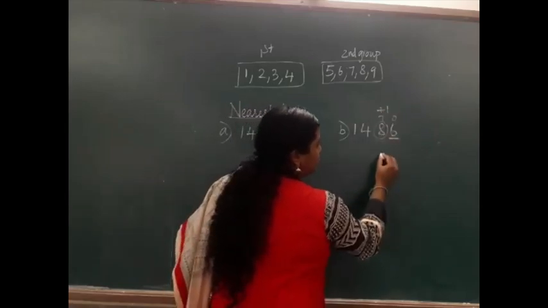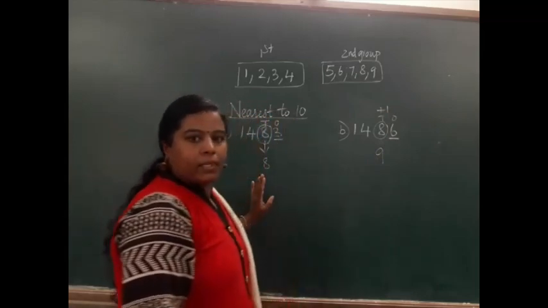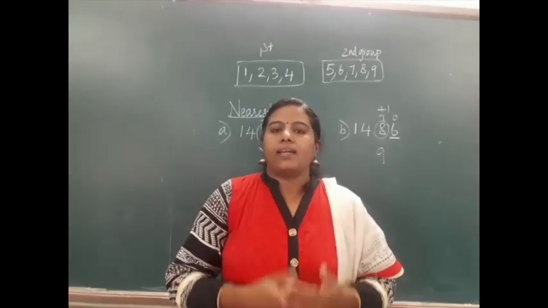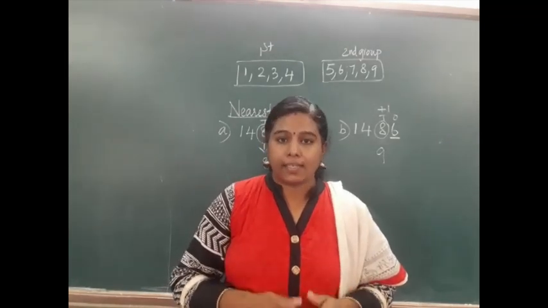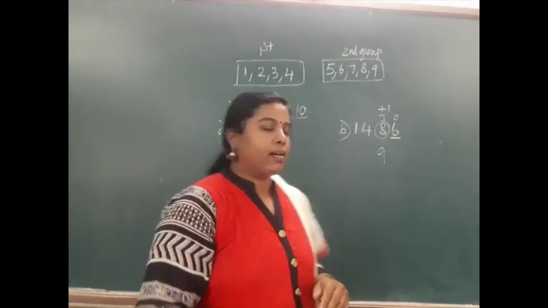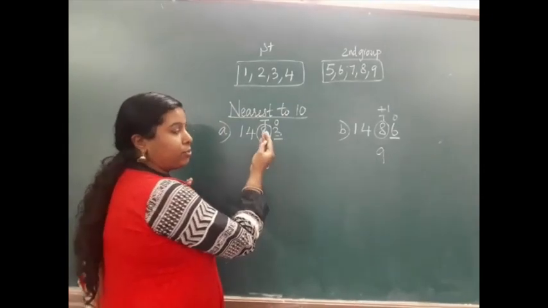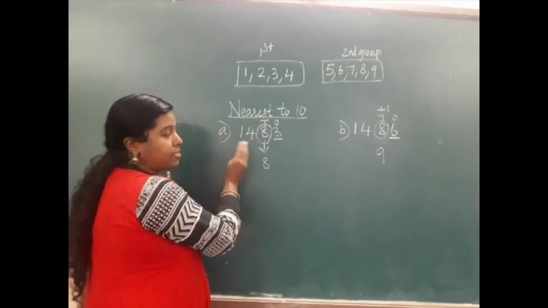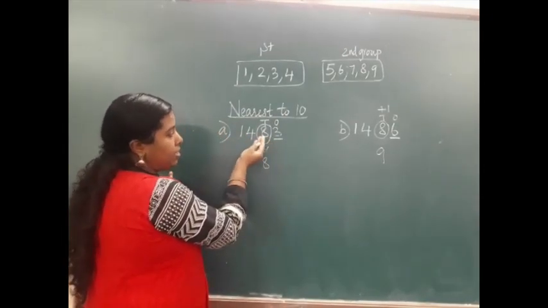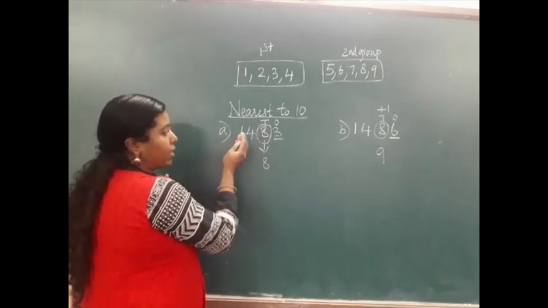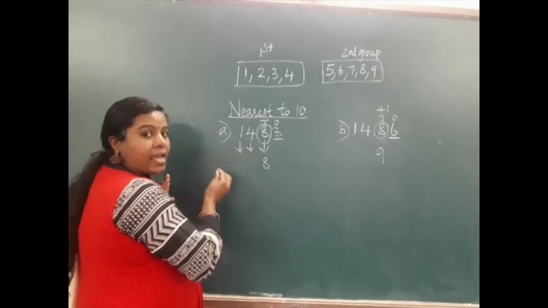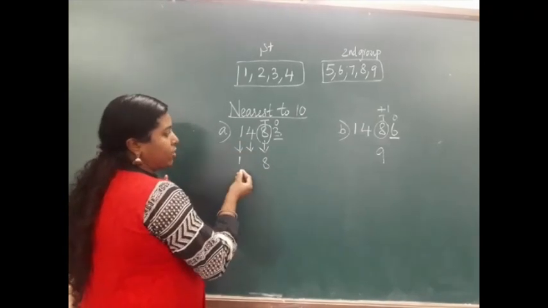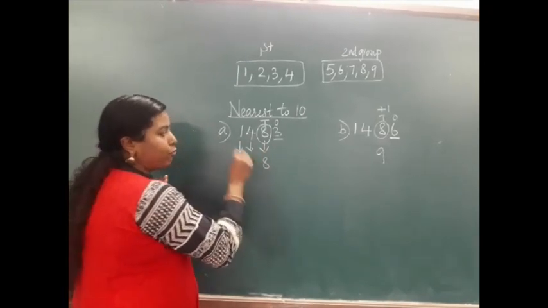So 8 becomes 9. Okay. The next step is write all the digits to the left side of the circle 1 as they are. So the digits to the left side of the circled digit in this number are 4 and 1. We should write these left side digits as they are. So 1 will be written as 1 only, 4 will be written as 4 only.